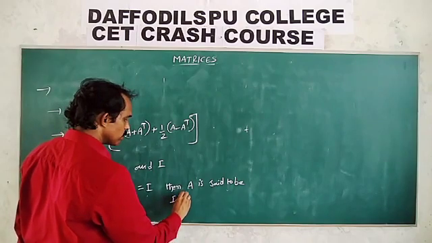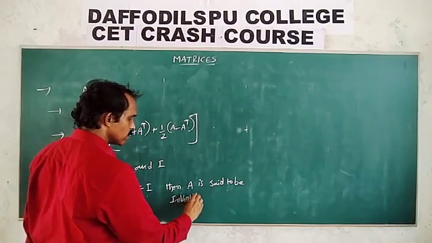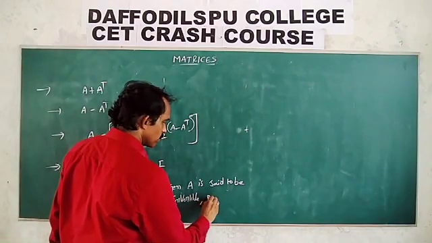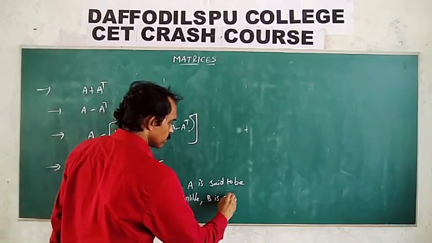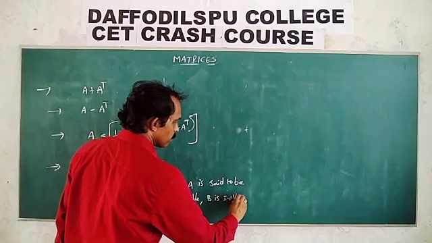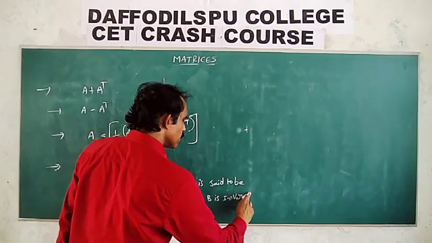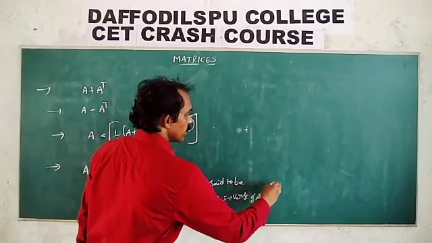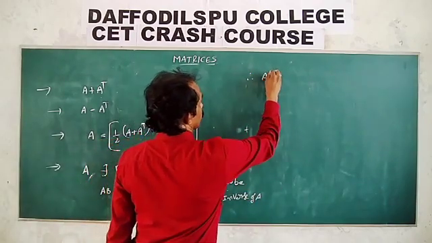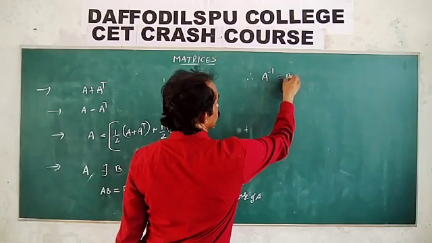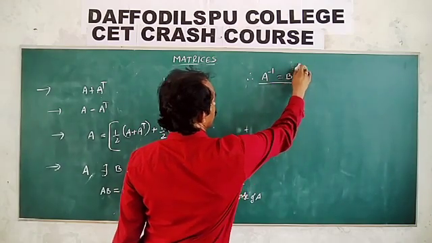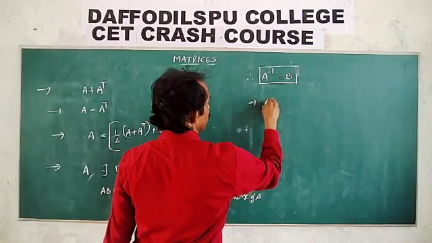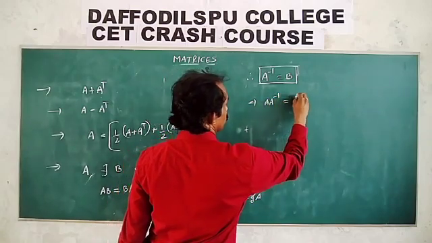Then A is said to be invertible, and B is the inverse of A. Therefore, A inverse is equal to B. From this, what do you observe? A into A inverse is equal to I.